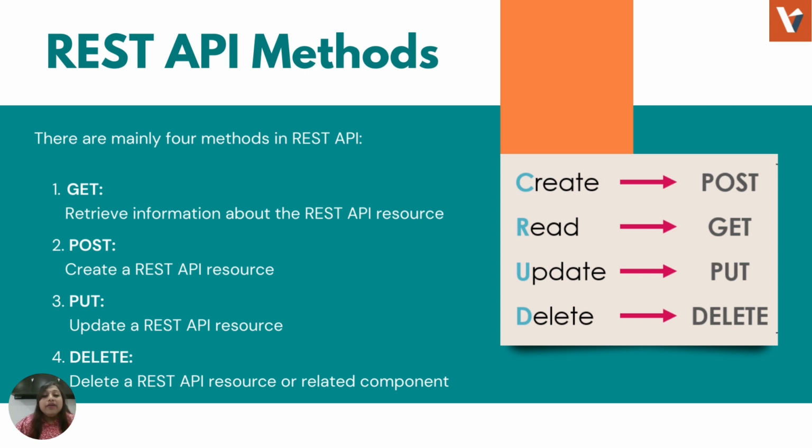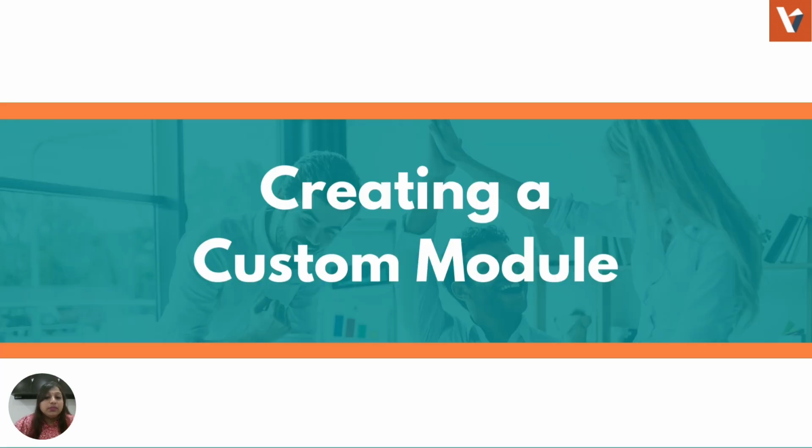Here I have also added a figure representation where you can see there are four main operations, that is CRUD operations. CRUD: create, that means POST method; read, GET method; update, PUT method; and delete, the DELETE method. So using this representation, we can also learn which method is used for which CRUD operation.